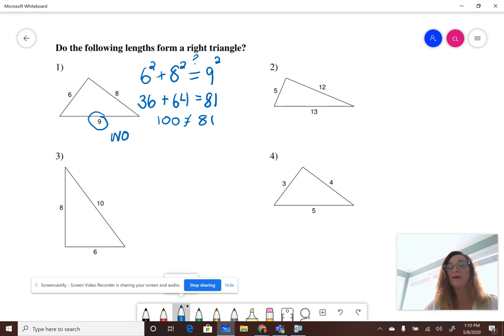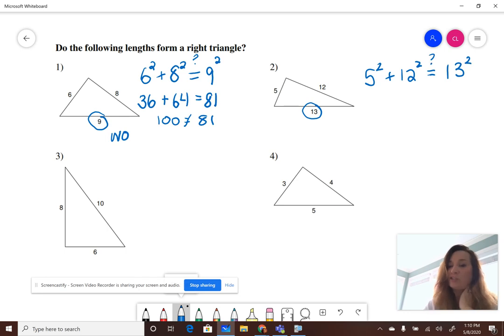Okay, so for number 2, again, the hypotenuse is always the longest side, so the 13 is the hypotenuse. The hypotenuse is the longest side because it's opposite the largest angle. The largest angle has to be the right angle because every triangle only has 180 degrees altogether. So if you take the 180 degrees and subtract that 90, there's only 90 left for the other two to share. Okay, so leg squared plus leg squared equals hypotenuse squared.